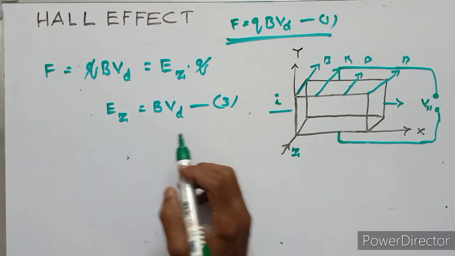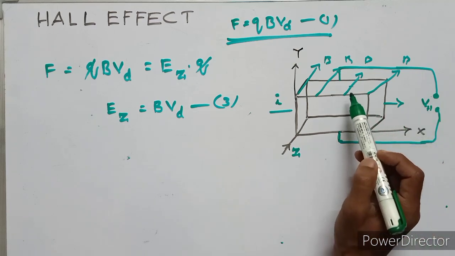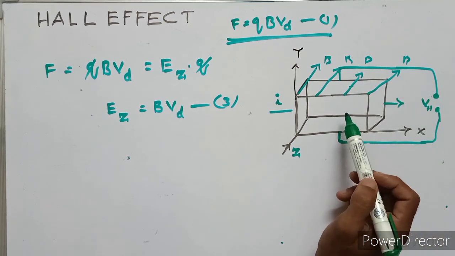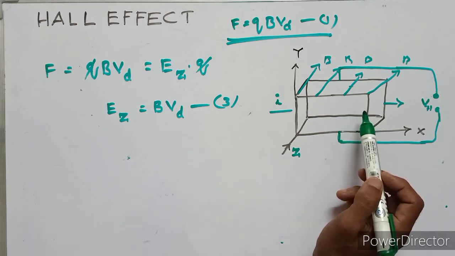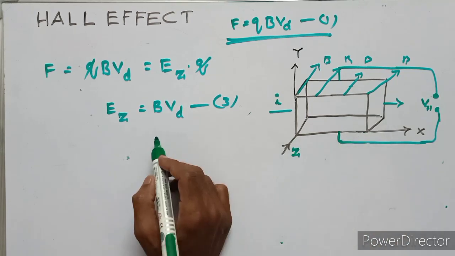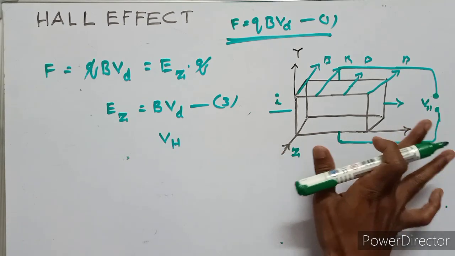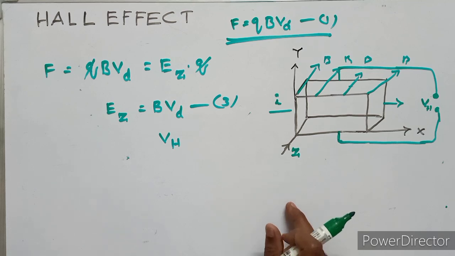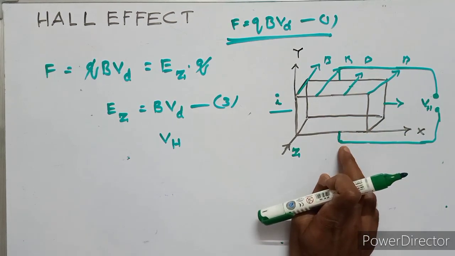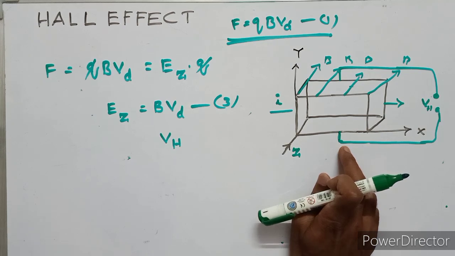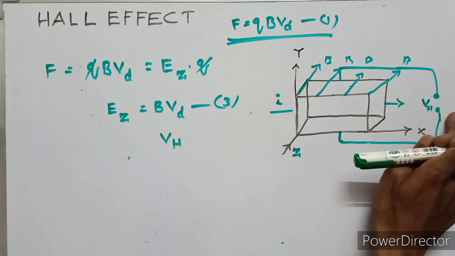Finally, the potential difference VH is developed between two faces of metal strip. This potential difference is called Hall voltage. The motion of charged carriers towards the upper face or below face of metal strip will continue until the potential difference is built up.